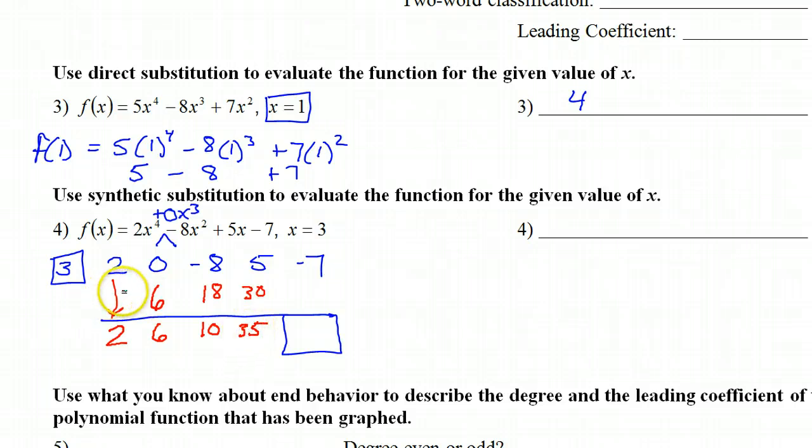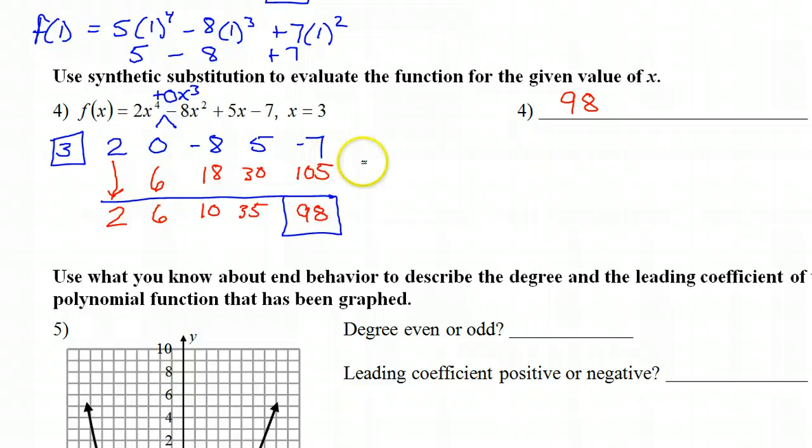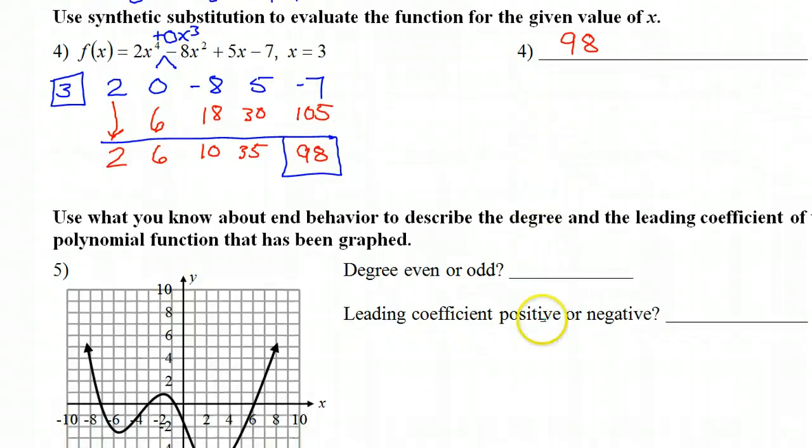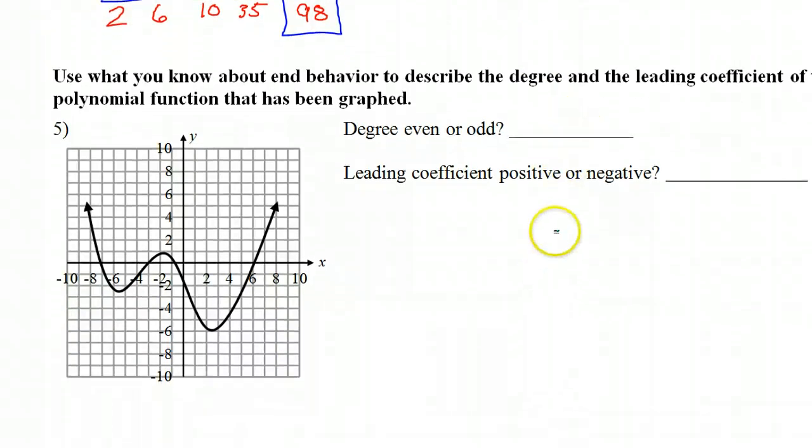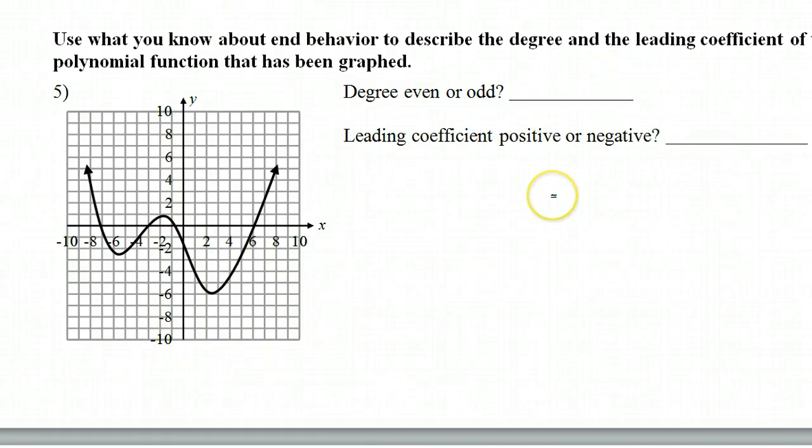35 times 3 is what? 105? Okay, so that's 105. 105 and negative 7 make 98. Okay, so that is 98. I feel like we did that same problem in our notes. Oh well. Alright, looking at number 5.